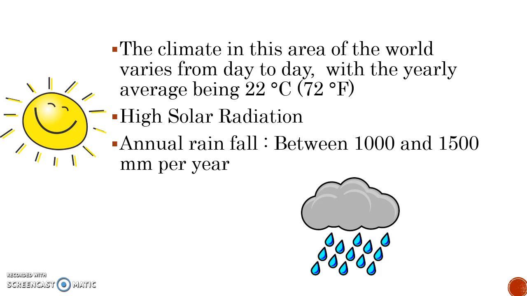You guys are probably wondering what it would be like to be at a mangrove swamp, like what the weather is. Is it cold? Is it hot? Now, the climate in this area of the world varies from day to day, but on a yearly average, it's 22 degrees Celsius, and for those of you who do Fahrenheit, it's 72 degrees Fahrenheit. So it's considerably warm and sunny, and indeed, there's high solar radiation, and the annual rainfall rate is between 1,000 and 1,500 millimeters per year.